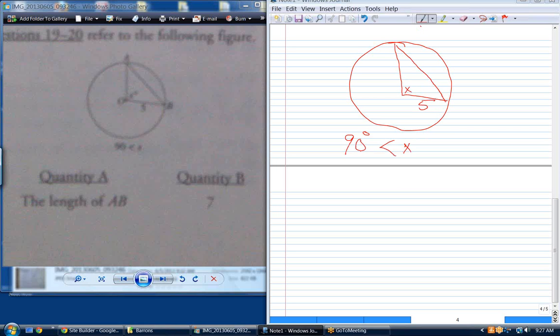A would be bigger. AB? Yes. Okay, that's correct. You just figured that out based on a right triangle? Yes. Okay. And based on x being equal to 90 degrees, AB was bigger than 7. And so if x is greater than 90 degrees, AB can only get bigger.